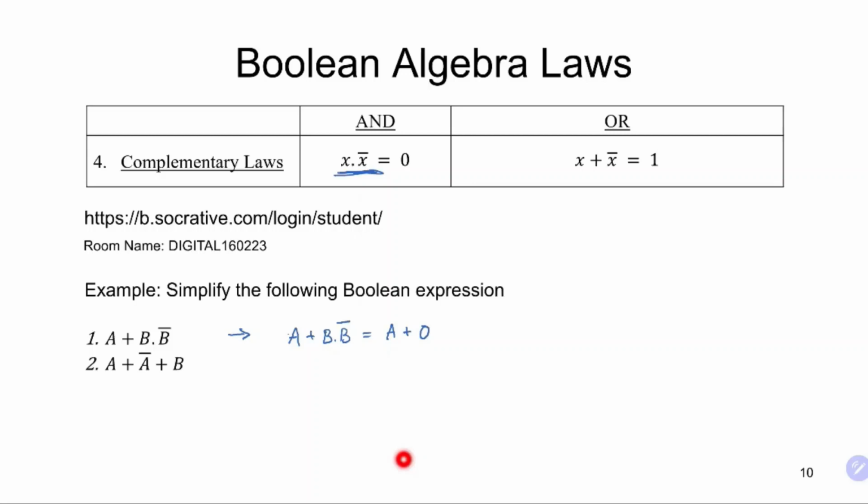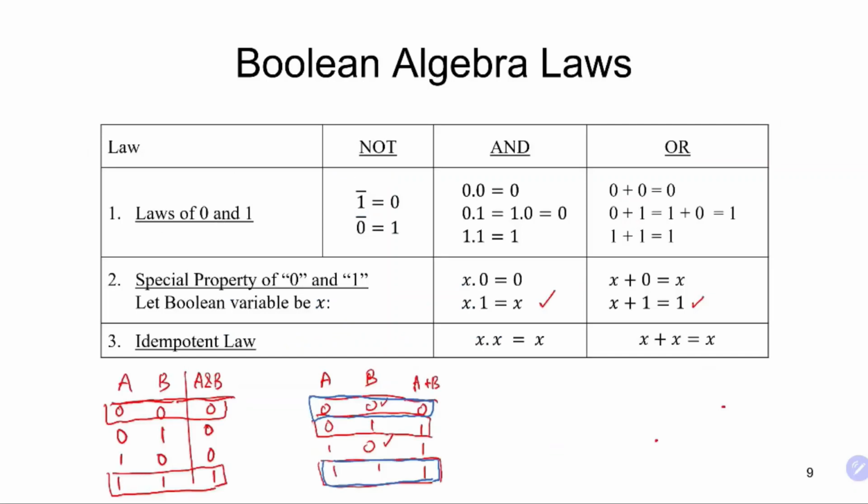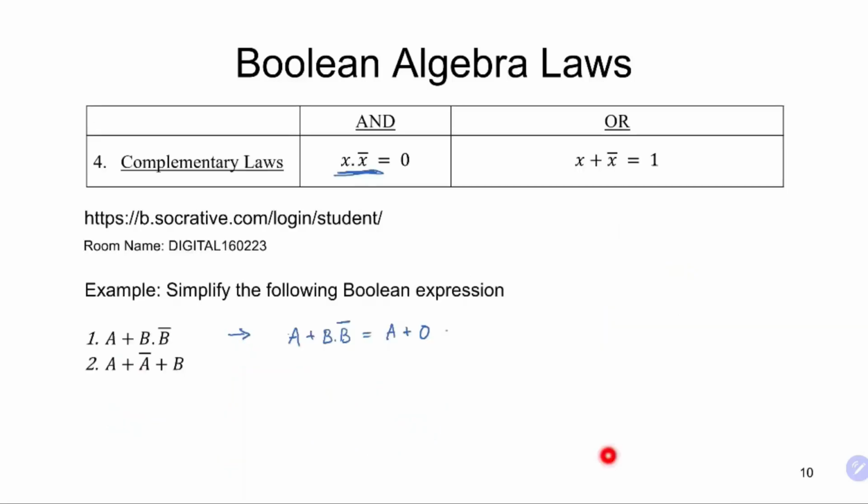B dot B bar will be equal to 0. And then from the previous one, X or with 0 will be equal to X. This is equal to A. A and with A bar, this, we know it from here, is equal to 1.